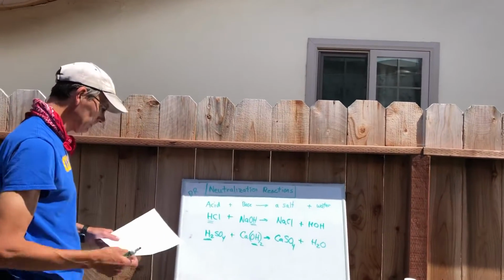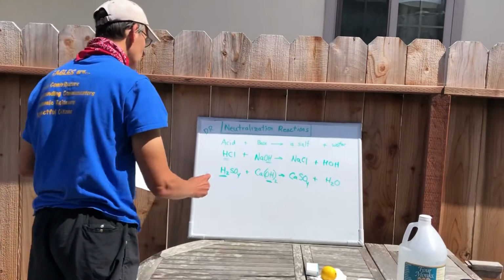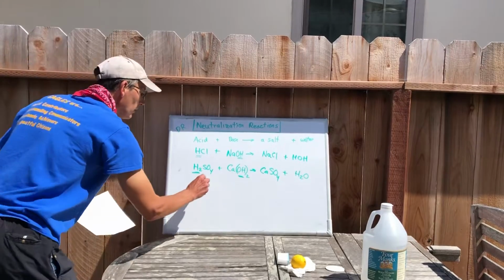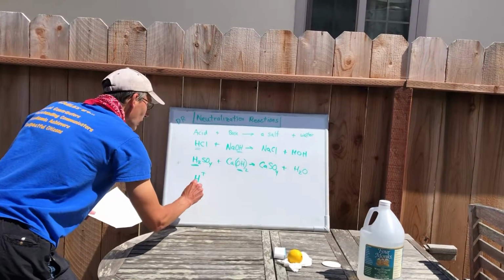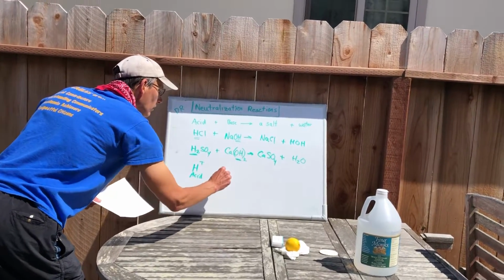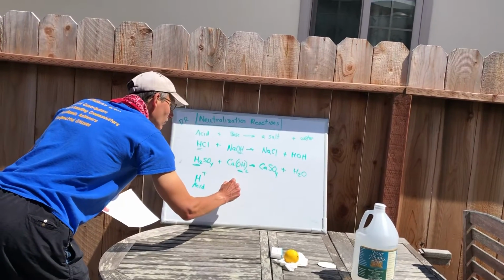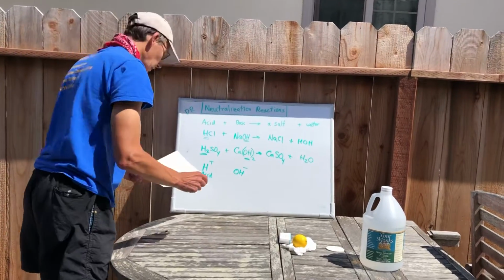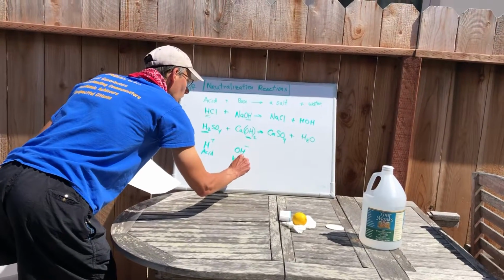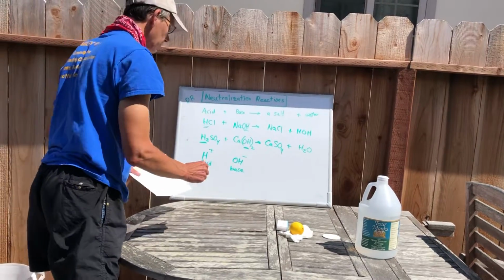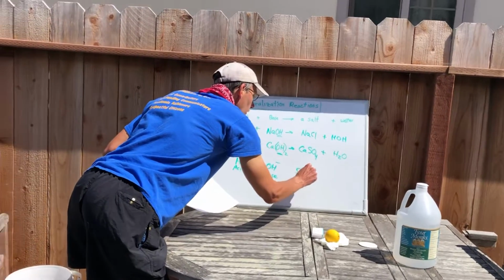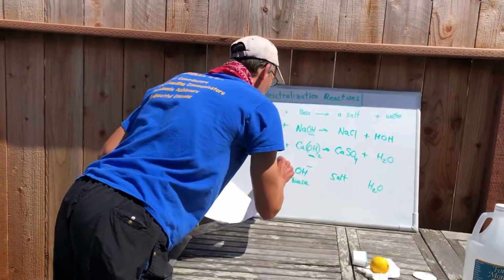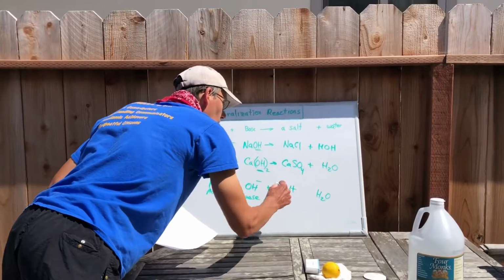And remember, acids start with an H, have a hydrogen ion in them. The acid, the base, has a hydroxide ion, OH-, and you end up with a salt and water.